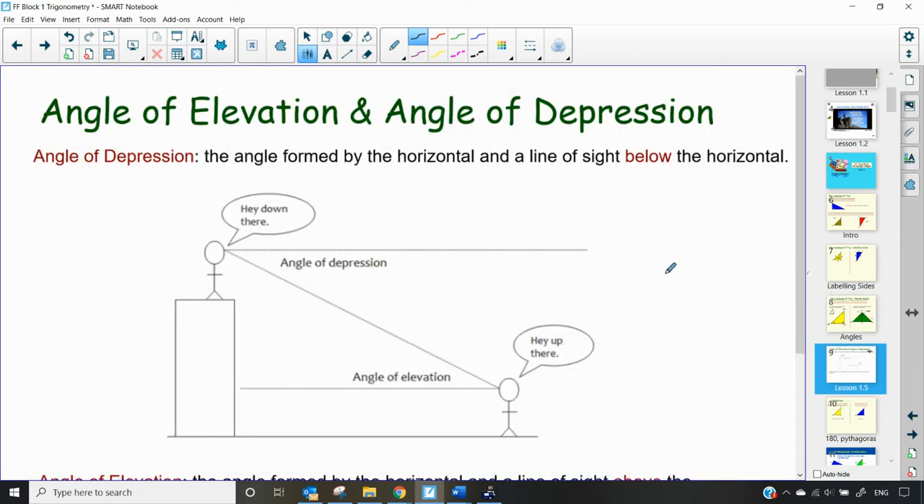All right, two other terms that we use quite a bit in trigonometry are angle of elevation and angle of depression. So if we're looking at angle of depression, this is the angle formed by the horizontal and a line of sight below the horizontal. So if I'm looking straight out here, my horizontal would be this line right here. And if I look down, if I depress my eyes, so if I'm feeling down, I might be feeling depressed. If I depress my eyes, I'm looking down. So if I were to depress my eyes and look down in this direction, the angle between my horizontal and where my line of sight is now is the angle of depression.